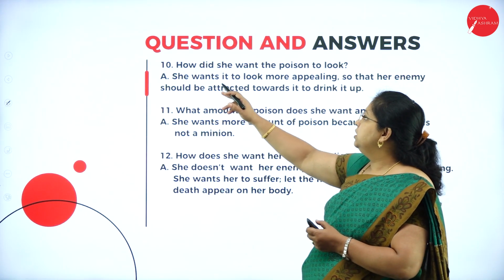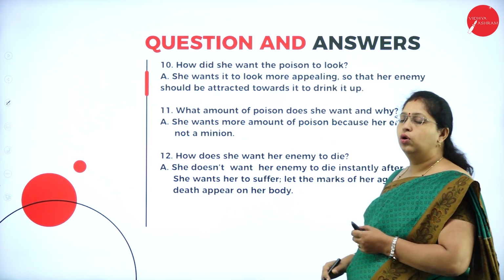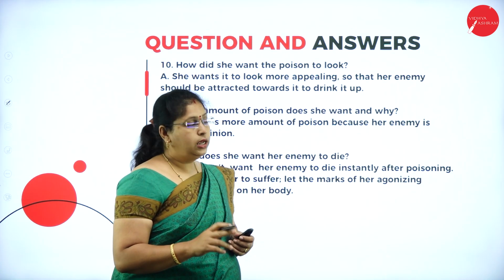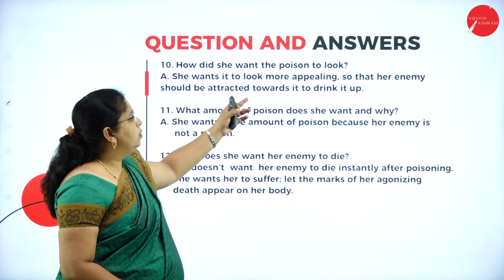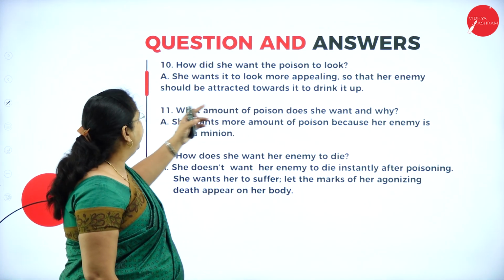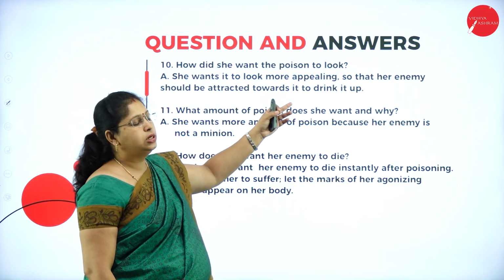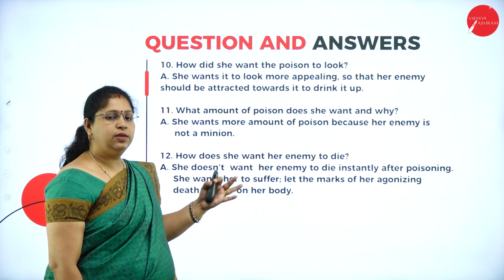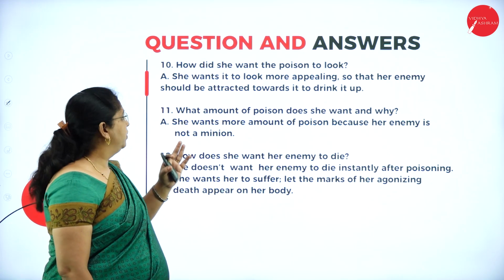Next, how did she want the poison to look? So, how should it be? It should be attractive according to her, correct? So, she wants it to look more appealing so that her enemy is attracted towards it to drink it up. So, it should be attractive so that her enemy takes it and drinks it up.